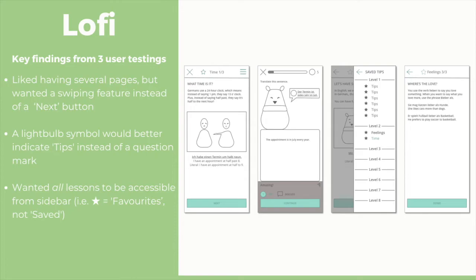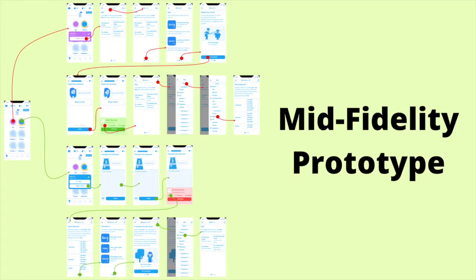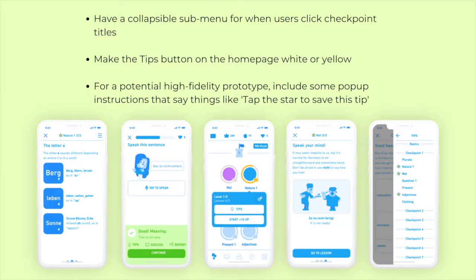So here's my mid-fidelity for which I kept the 2 scenarios mentioned before. And essentially the key difference here was that the new level displayed tips at the start of a lesson, whereas the other one just went straight into it. So conducting 2 more usability tests, I refined my prototype. Some key feedback here included having a collapsible submenu when users click the checkpoint titles, making the tips button on the homepage either white or yellow, and for a potential high-fidelity prototype, creating some pop-up instructions.